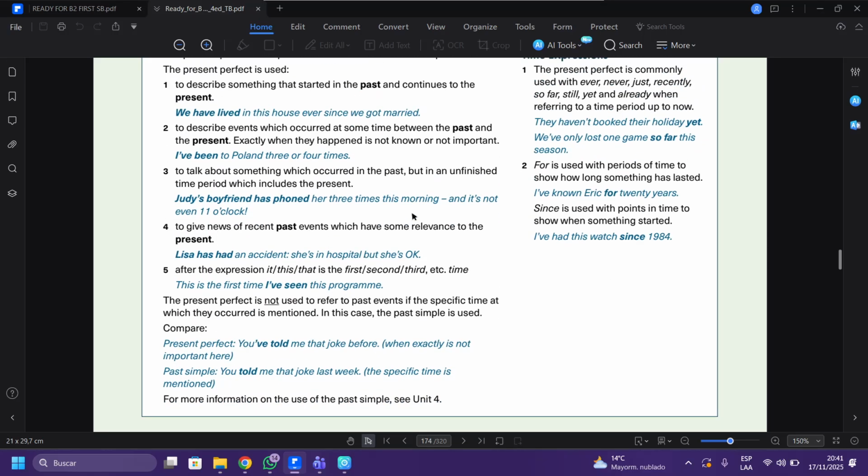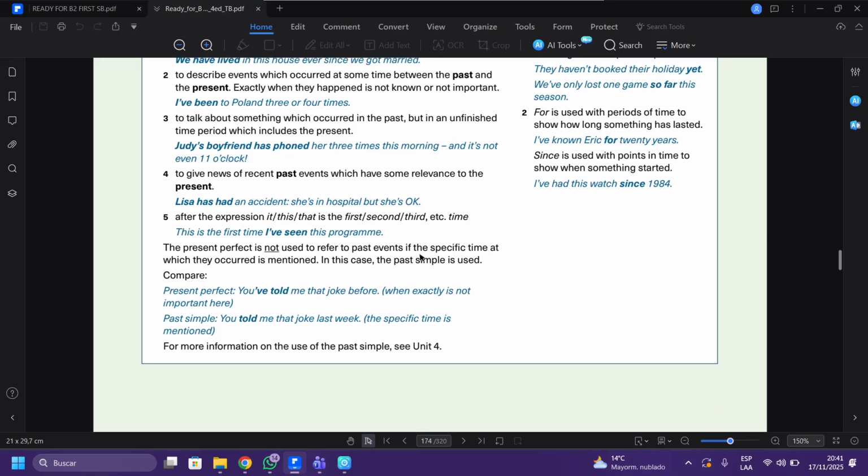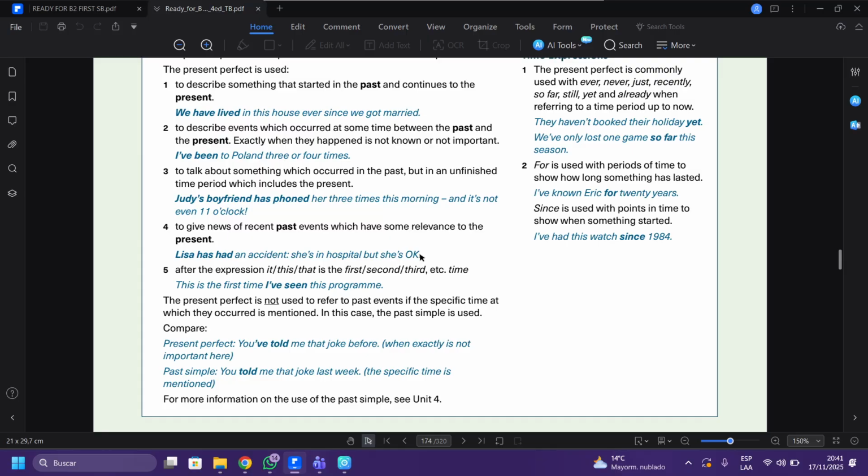Number four, to give news of recent past events which have some relevance to the present. For example, Lizzie has had an accident and she is in the hospital, but she is okay. The next one: after the expression it, this, or that is the first, the second, or third time. For example, this is the first time I have seen this program. This expression is really common in the B1 Preliminary exam.